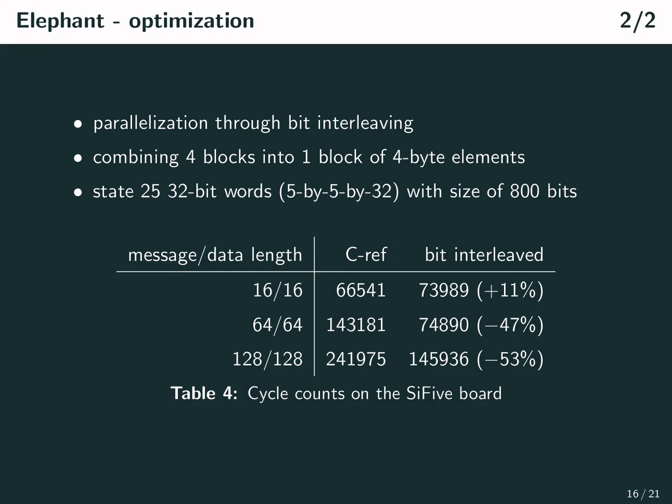As shown in Table 4, we note that short inputs perform worse in the optimized implementation. This is because the effort of interleaving data to process 4 blocks simultaneously is wasted if there are very few blocks to process.